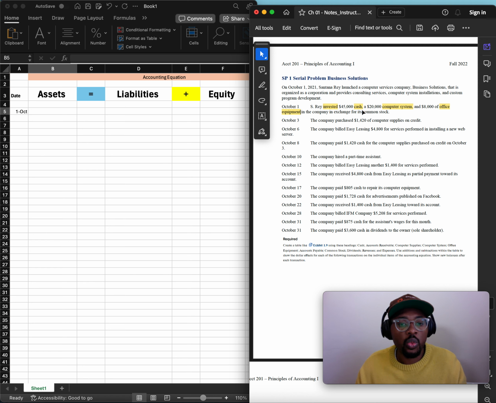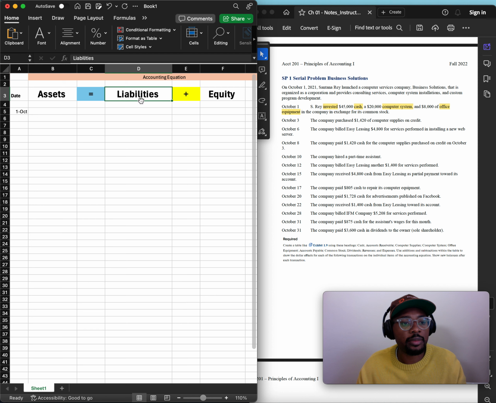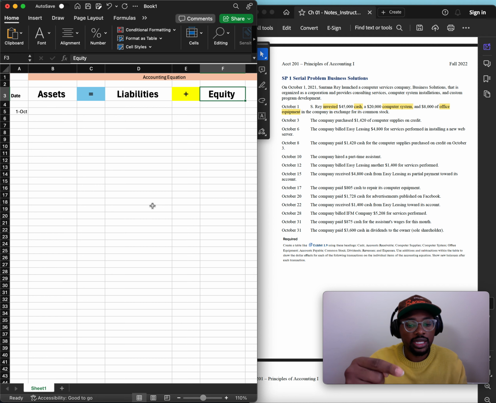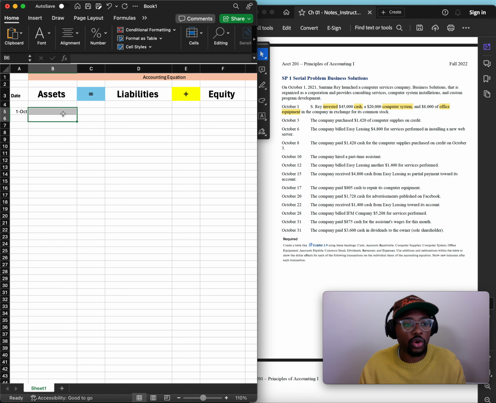So the question is, what is cash? What is computer systems? And what is office equipment? Do you think they belong in the asset, liability, or equity? So again, what's happening? The owner is putting these things into the business. So that means the business, so we're recording on behalf of the business, is gaining what? They're gaining cash. You would say that cash is an asset because now the business owns the cash. The owner puts it in and the business owns it. Okay. So we'll put that under cash.